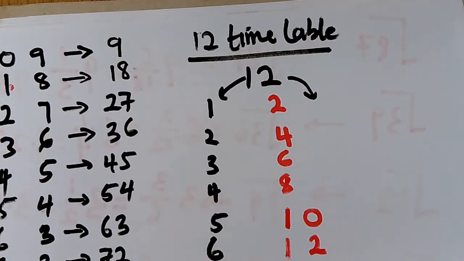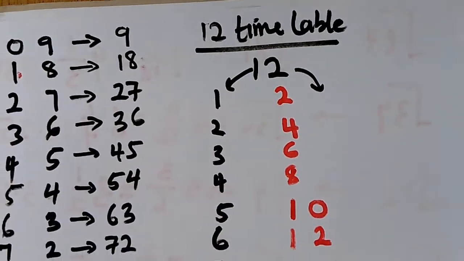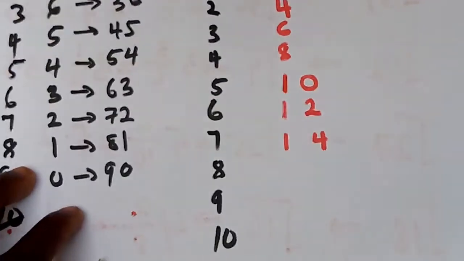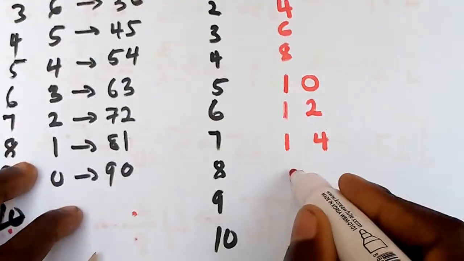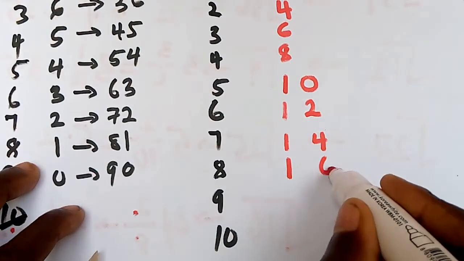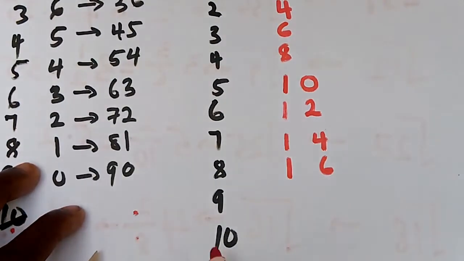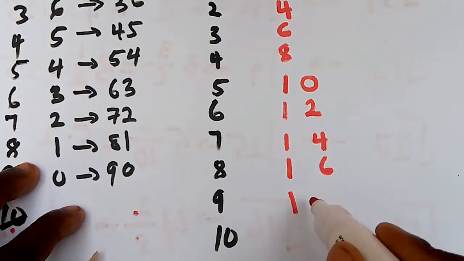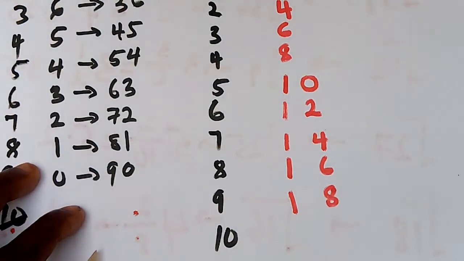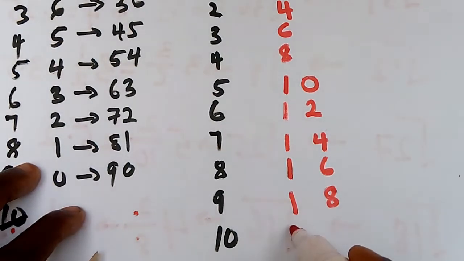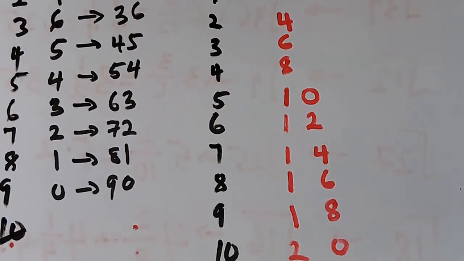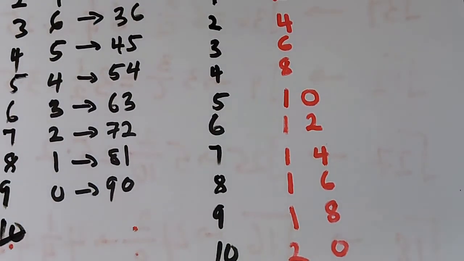And then 2 times 8 will give us 16. So write 16, 1 and 6, with a good space. 2 times 9 is 18 with a very nice space. And then 2 times 10 is 20, with a very nice space. Okay, so what are we to do next?